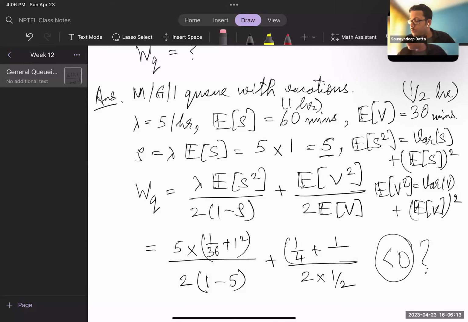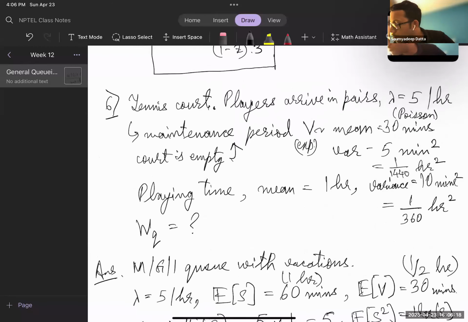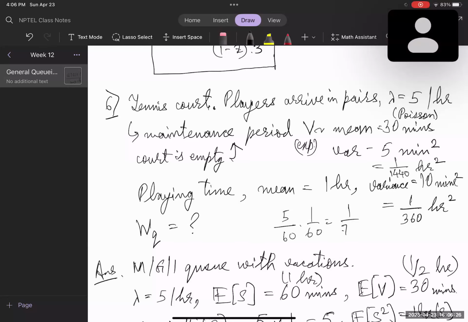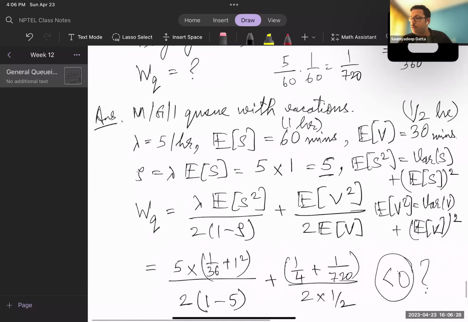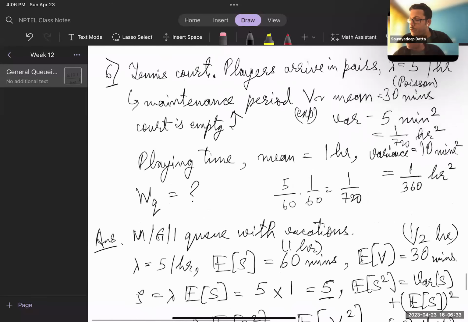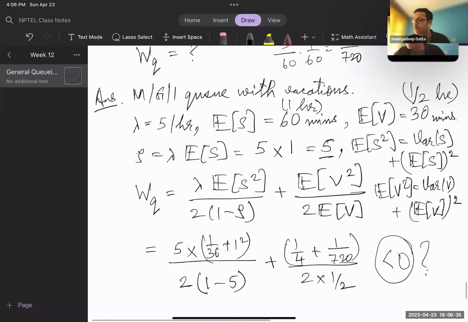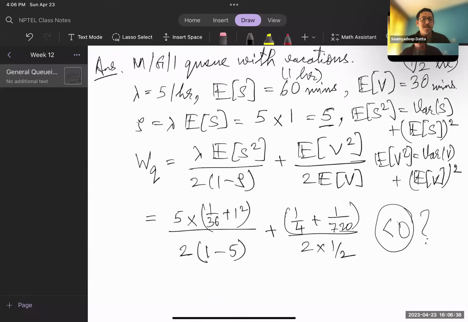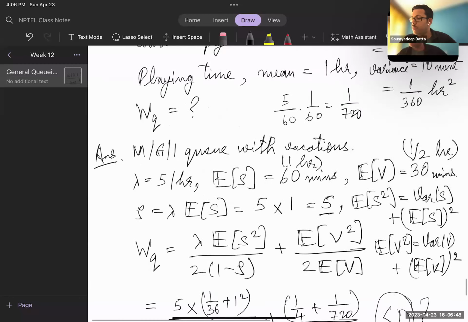Why? Oh yeah, 5 minutes squared is 5 by 60 into 1 by this, right? Yes, so 1 by 720. But maybe even then this answer can come out to be negative, I think. It's just my guess, I'm not sure. We need to compute and see. But yeah, this is the approach at least.